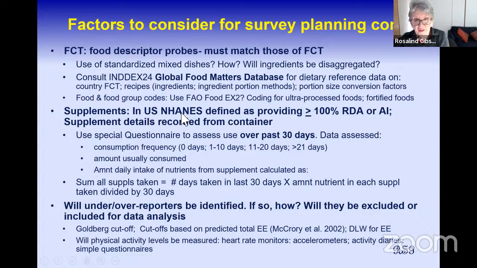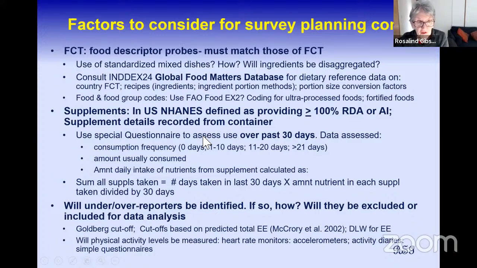The USN Haynes has defined a supplement as a dietary supplement that provides at least 100% of the recommended dietary allowance or the adequate intake. They recommend that all the details about supplements that you obtain from the respondents should be recorded from the container of the supplement. So you need to ask the respondent to show you the container and write down the details, because respondents are not always clear about the units or the minerals that may be in their dietary supplement.